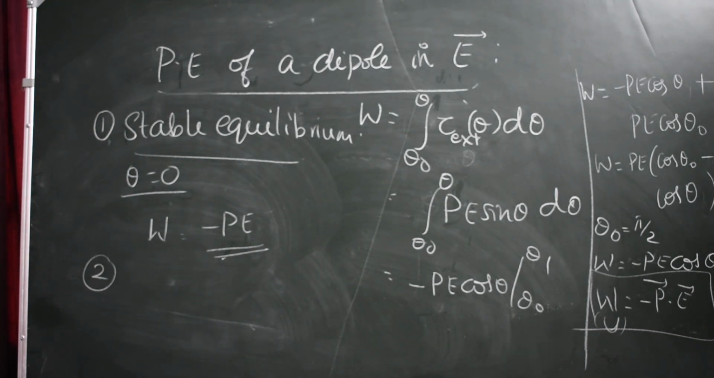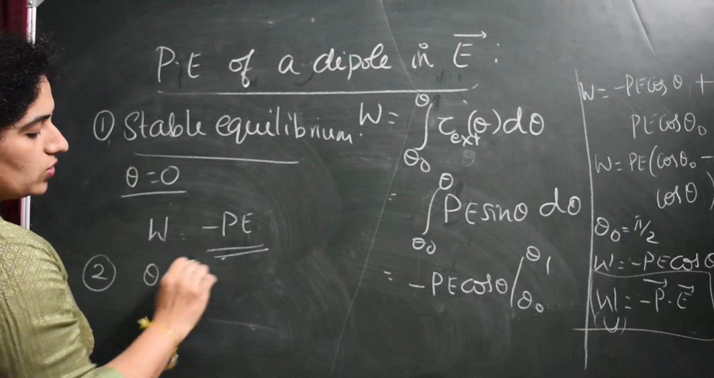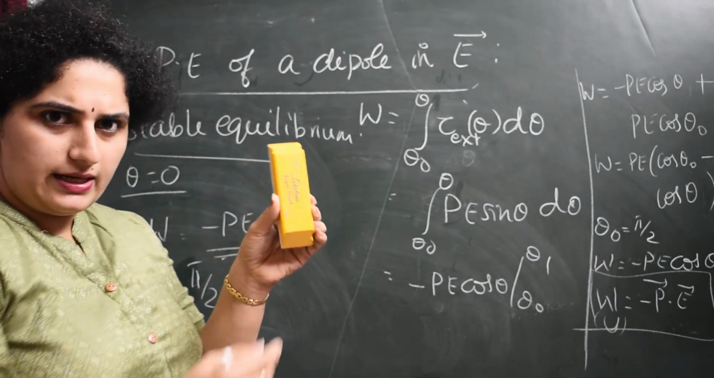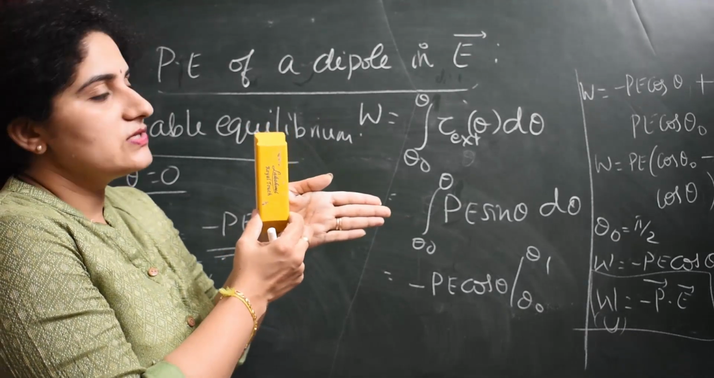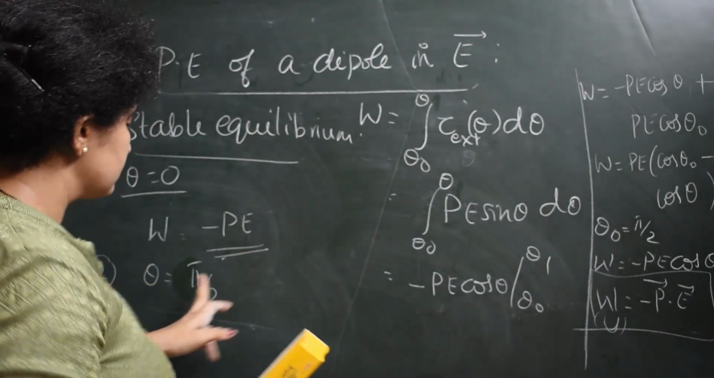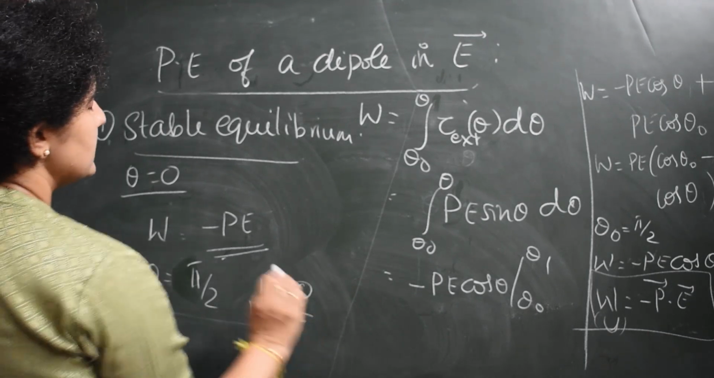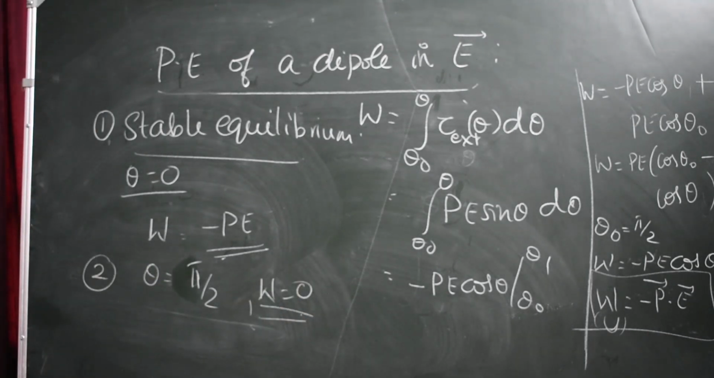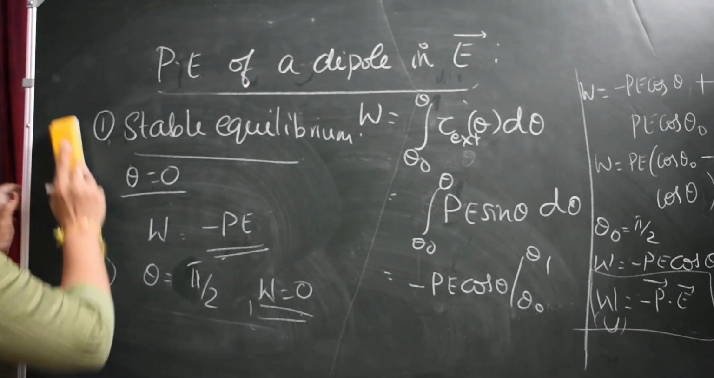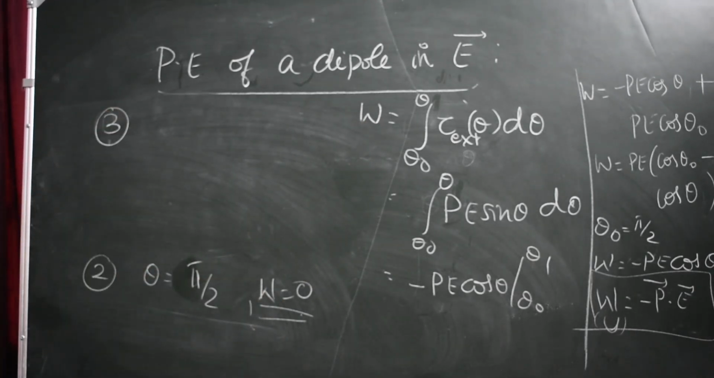The next one is the position of zero energy. You get the position of zero energy when theta is equal to pi by 2, or 90 degrees. First you place the dipole like this, so the initial angle is taken as 90 degrees. You turn it and again bring it back. Again it is 90 degrees. So work done will be 0, since cos 90 is 0. So we call this the position of zero energy. Theta equal to pi by 2 is taken as the position of zero energy.